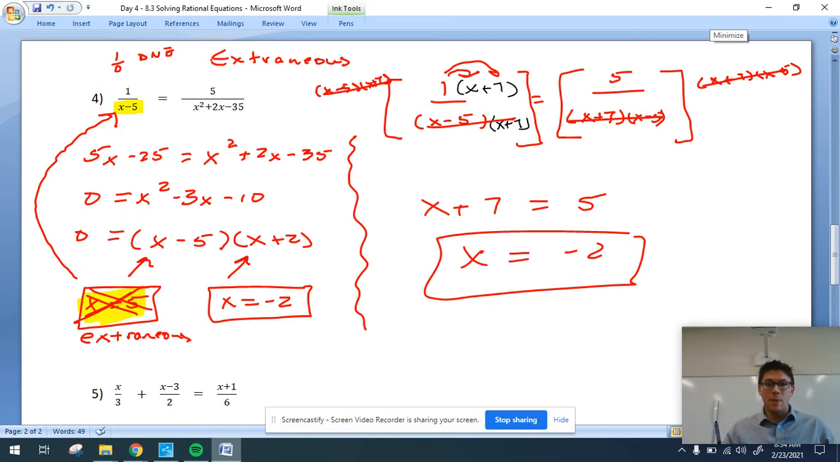So you look at the two methods, both of them worked. You just have to be careful now. You've got to look out for which method would be the most efficient, which method would be the best one to use in this scenario, okay? So that's number 4.